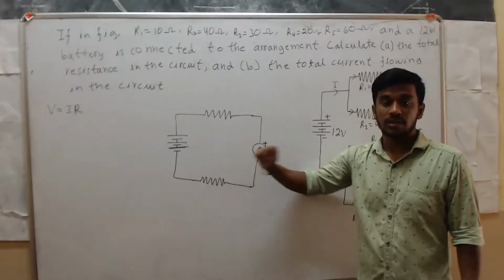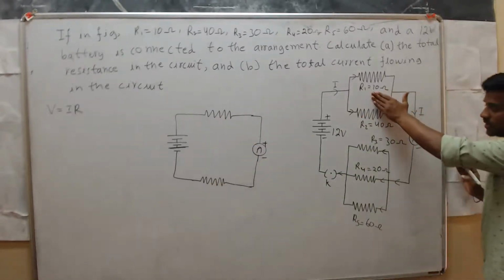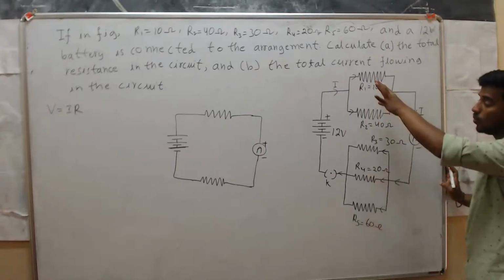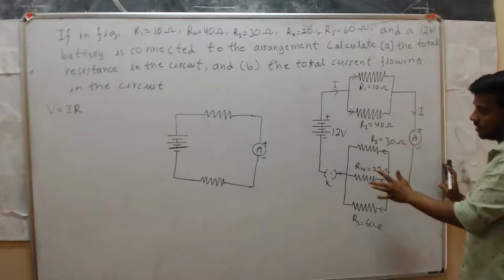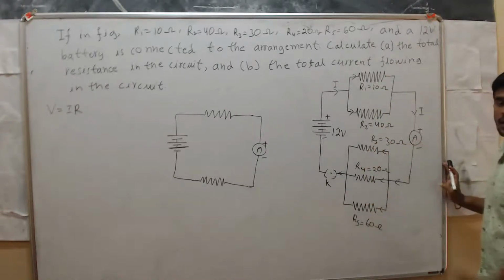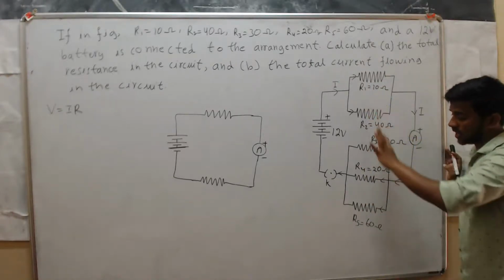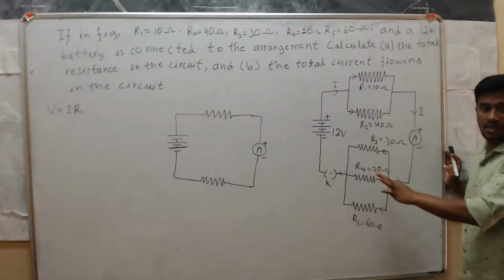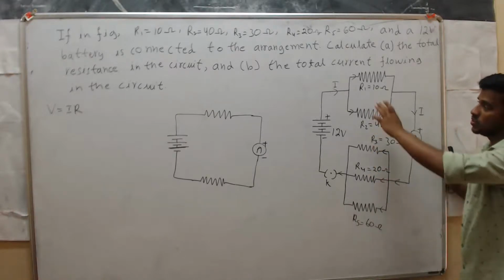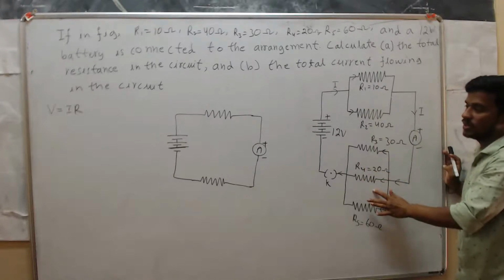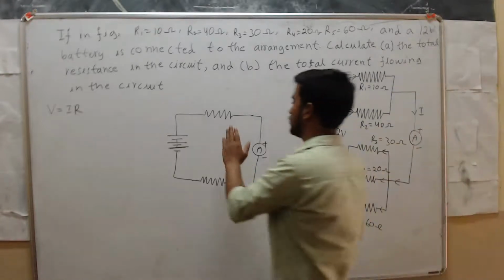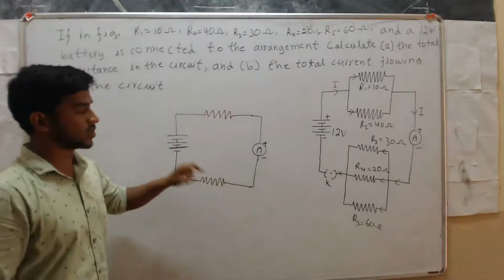These two are in series, which means this combination and this combination both are in series. But these two resistors are in parallel, and these three resistors are in parallel. But this combination and this combination both are in series. So first solve these two resistors, then solve these three resistors. Then you will get this kind of circuit. At last solve these two.